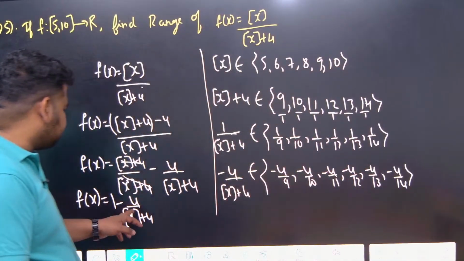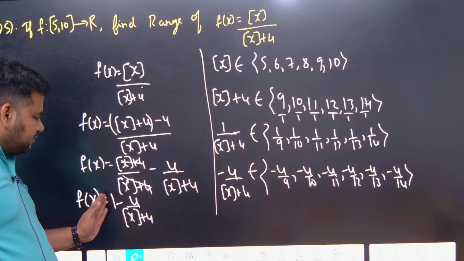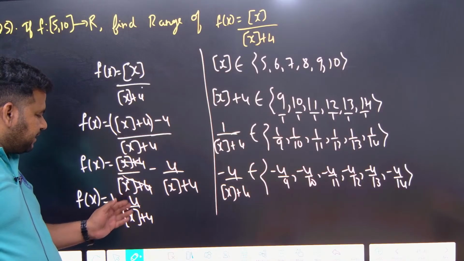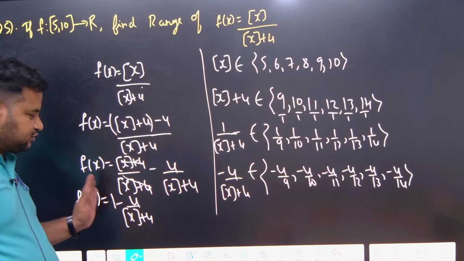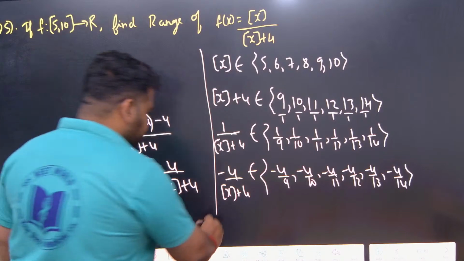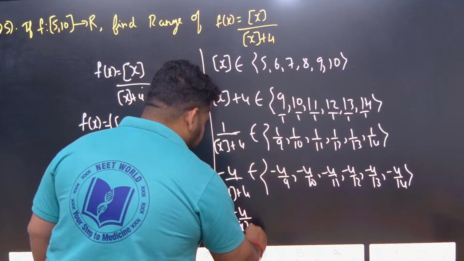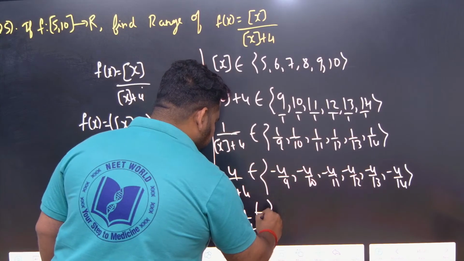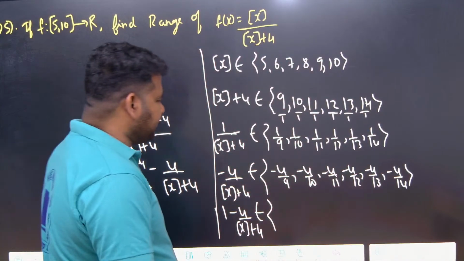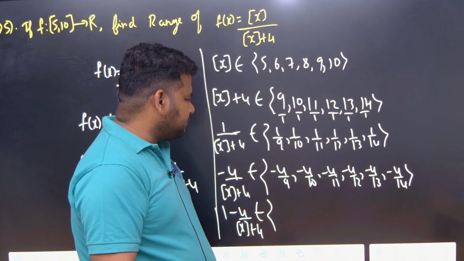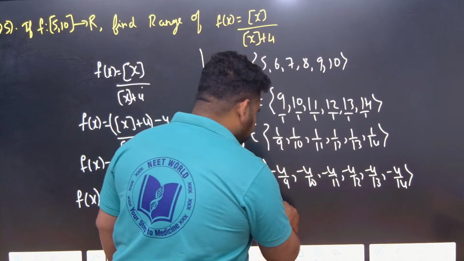It is not just minus 4 by step of x plus 4, it is 1 minus 4 by step of x plus 4. That means I should add 1 here. So what will this become? 1 minus 4 by step of x plus 4 belongs to, I can write it as, 1 if I add here, what will it become? 9 minus 4, this will become 5 by 9.